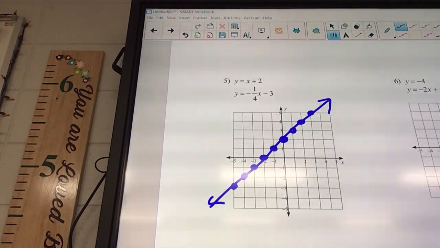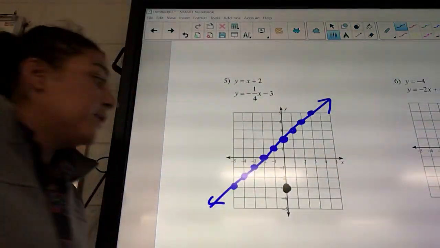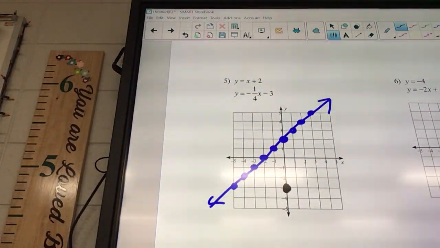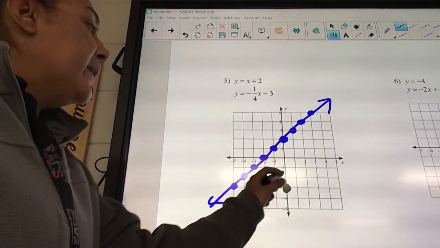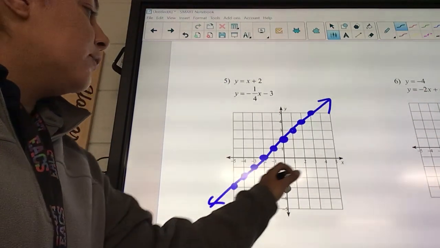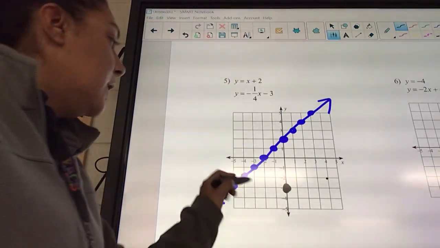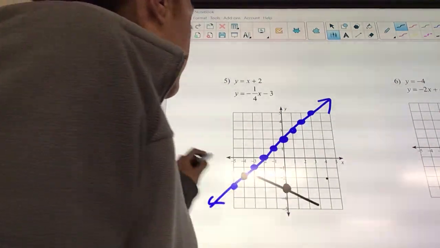Okay, line 2 starts where? Negative 3. Okay, and I have a slope of what? Negative 1 over 4. So I'm going to go up 1. Which way makes sense to go over 4? This way or this way? To the left, okay, because we want that intersection.